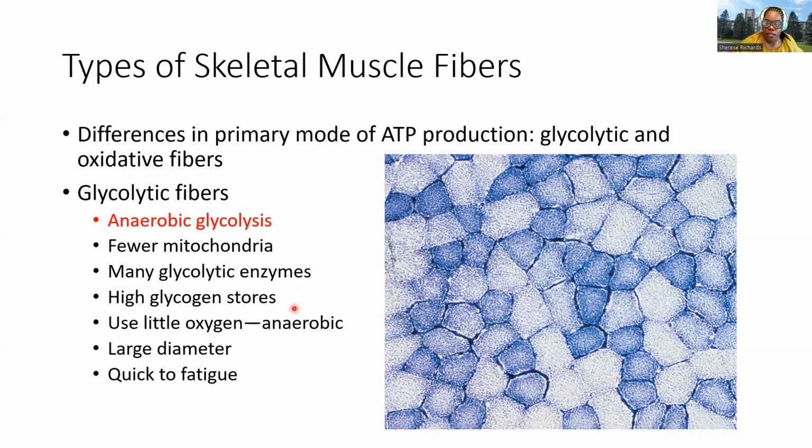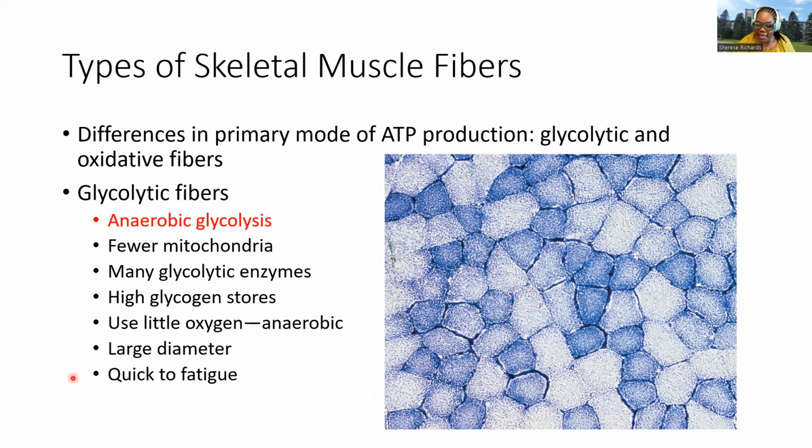They're going to use little oxygen, right? This is anaerobic because they don't need oxygen, which is also why they don't need mitochondria or myoglobin. And then they're going to have a large diameter, and then they're going to be quick to fatigue. Now, the large diameter means that there's less of a barrier. We're going to see that oxidative fibers need a small diameter because they need to be able to diffuse that oxygen from the capillaries and bring it into the cell. But the large glycolytic fibers do not need that diffusion, so they can have a thicker diameter.